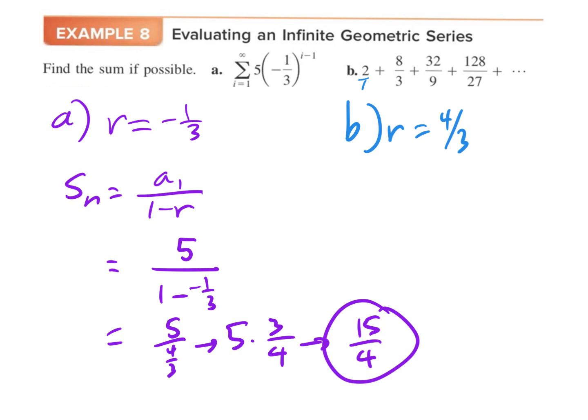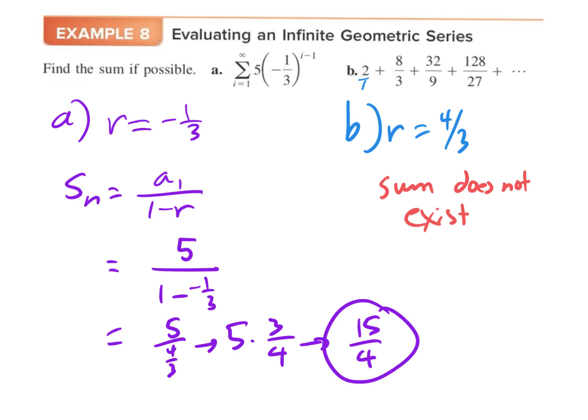It's 1 1/3. It's bigger than 1, which means this sum will keep growing. Because if I raise 4/3 to really big powers, that number just keeps getting bigger and bigger and bigger. So what we say in a case like this is, sum does not exist. And in higher level math, you'll say sum is infinity. But we don't say that. Those are your two options.